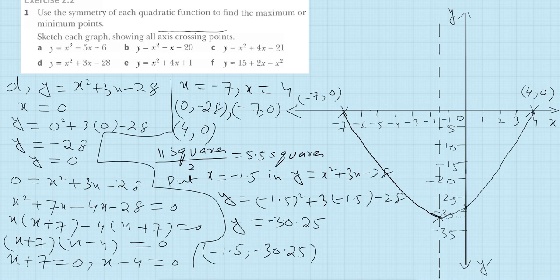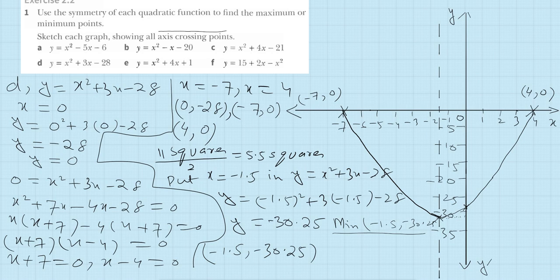So as compared to part C, the part D curve is better. So this is the point, the lowest point is minus 1.5. Minimum point I am writing, minimum point minus 1.5 and minus 30.25. Okay, so this is the minimum point.